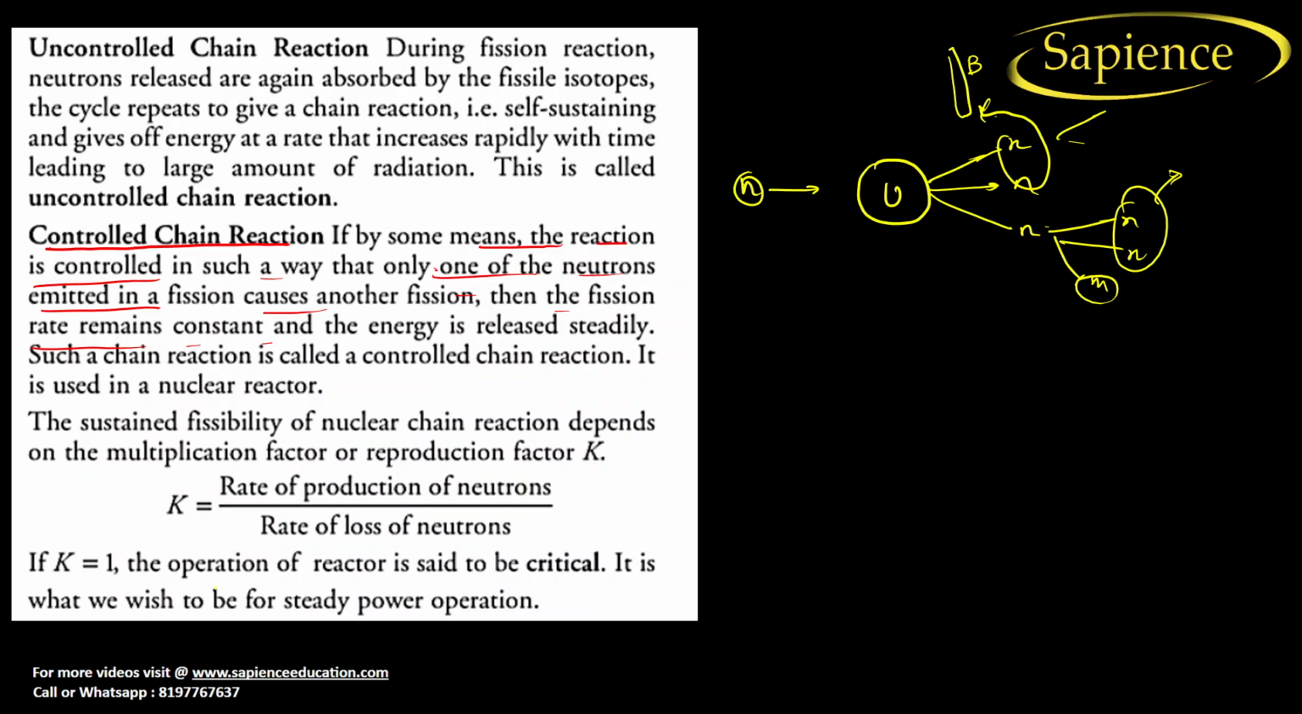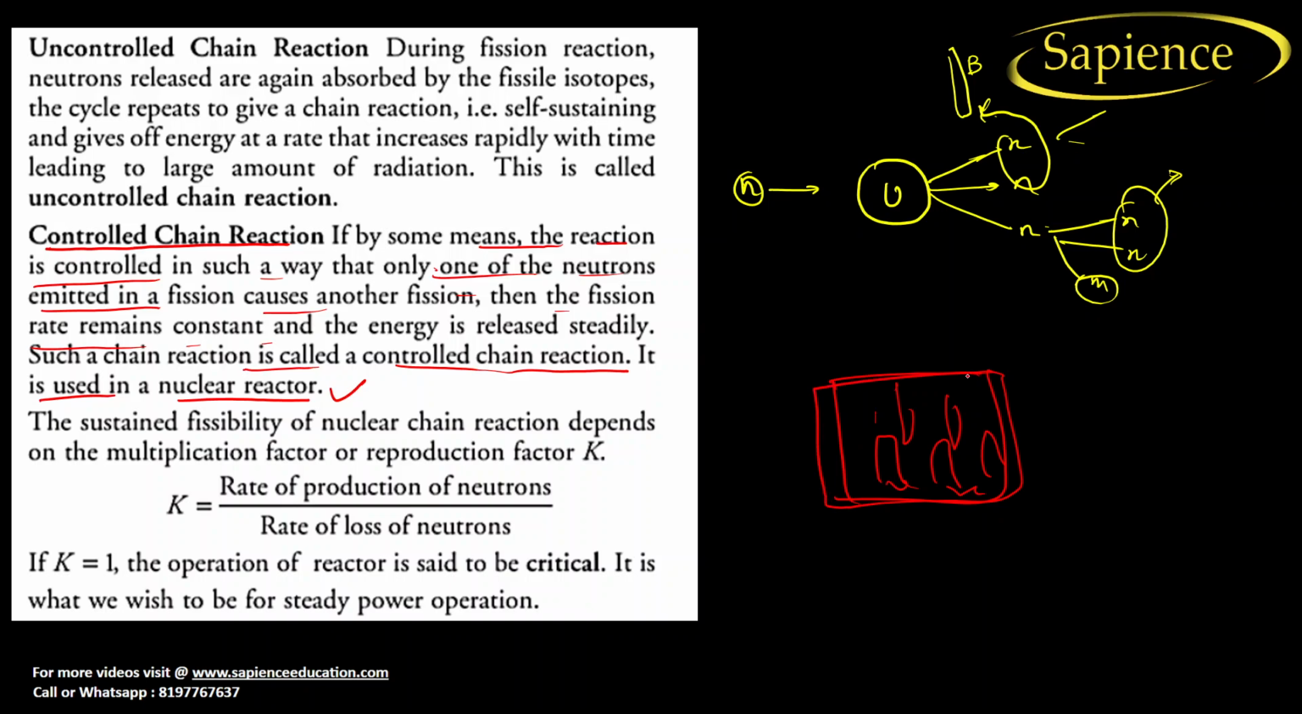So this process is considered the controlled chain reaction. Such a reaction is called a controlled chain reaction, and it is used in a nuclear reactor. So there is a nuclear reactor where you keep the uranium and the boron rod, so that the boron rod will absorb neutrons and the reaction will happen in the reactor. And after this, energy will get released and this energy can be used for the generation of electricity and so on.